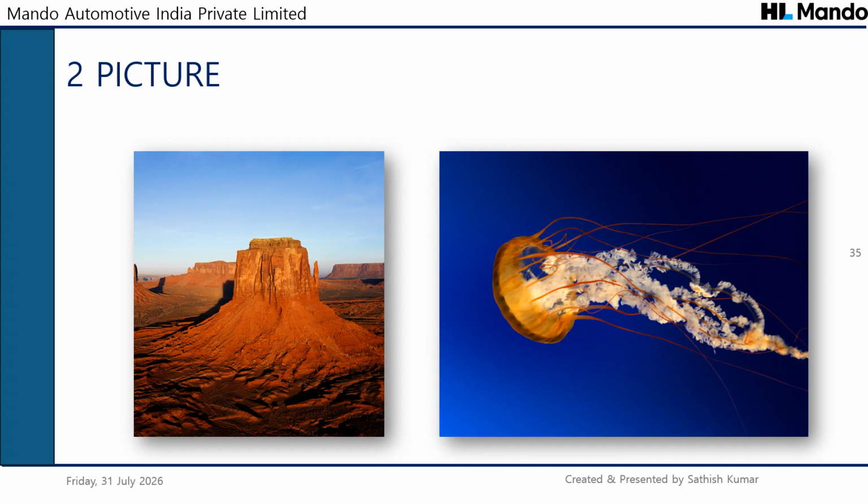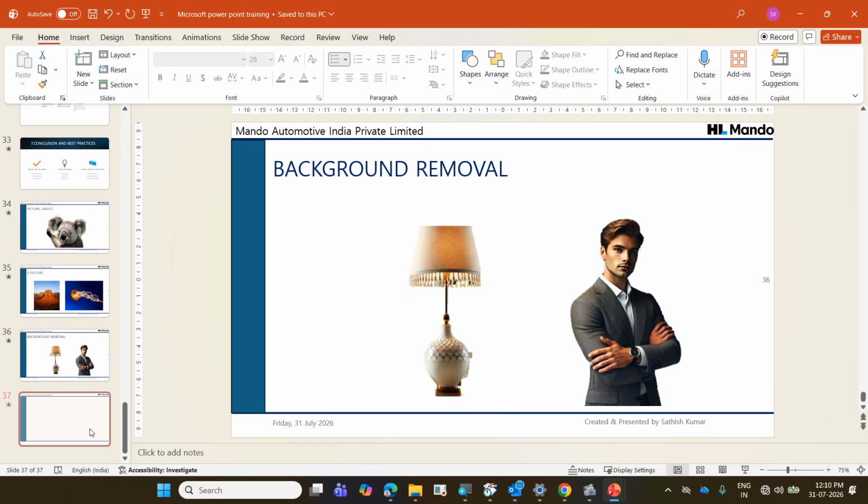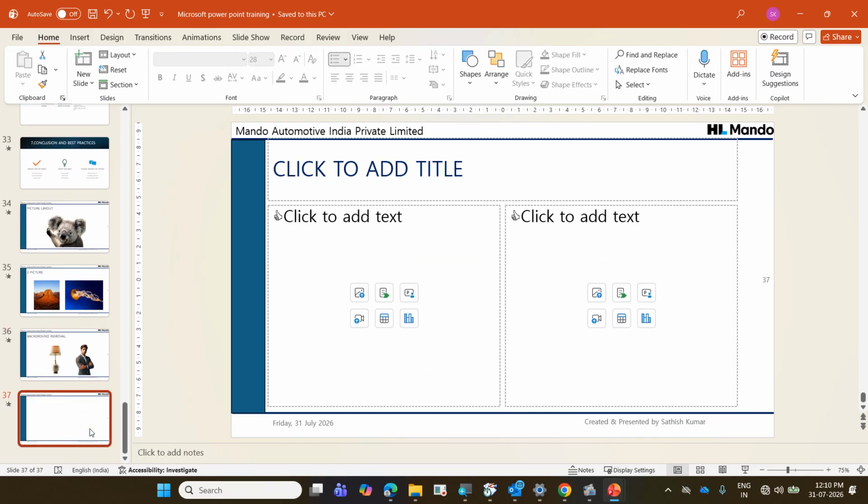So this is 2 pictures. How can I get 4 pictures, 3 pictures, 10 pictures? That we are going to see in another few minutes. Before that, I want to make a comparison. Before it was like this, after it was like this. So you know there is a layout available for comparison. Go to layout. Under layout, there is a layout called comparison.